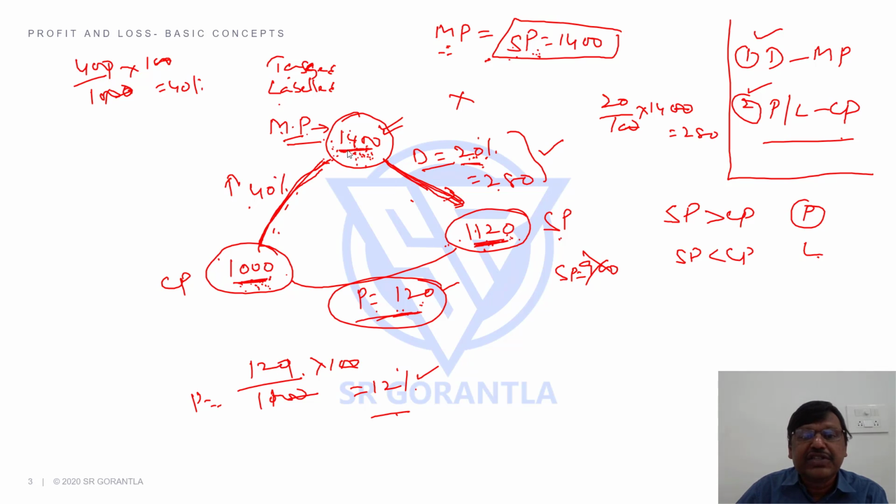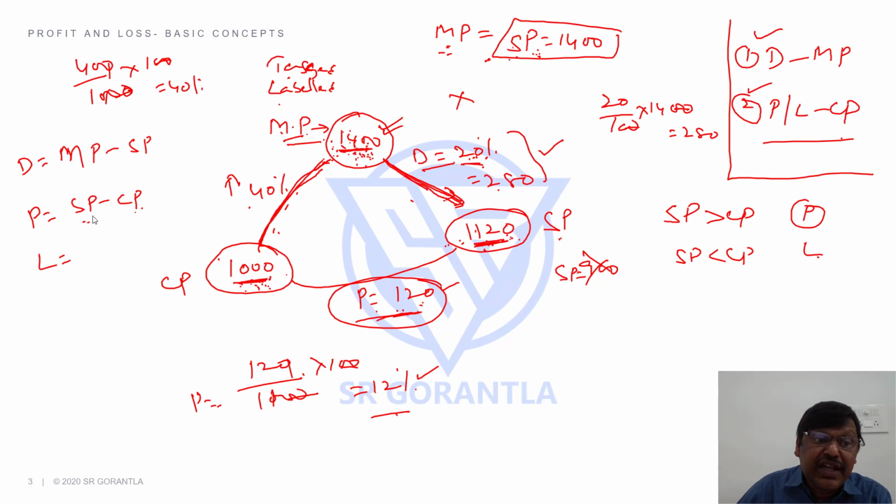If you see here, what is the discount? The difference between market price and selling price is the discount. What is the profit? The difference between selling price and cost price. If selling price is more than cost price, we say profit. What is loss? If selling price is less than cost price, or if cost price is more, then it is loss. Cost price minus selling price.